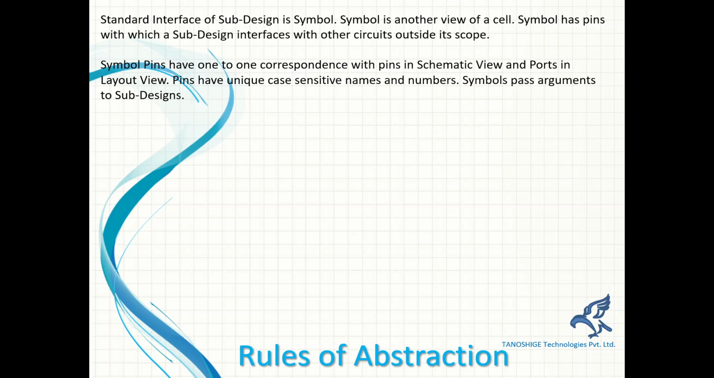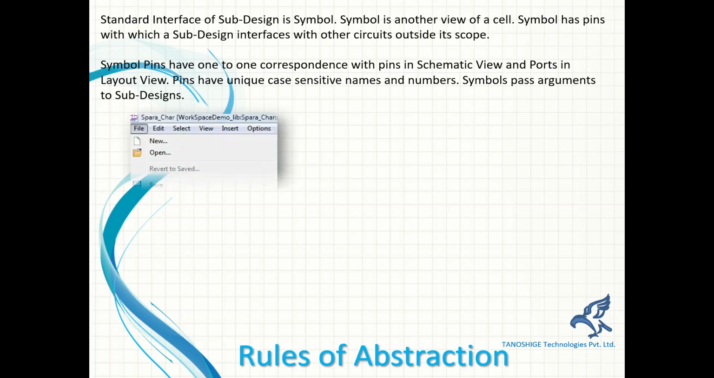Okay, and the symbol pins have to have one-to-one correspondence with the schematic pins, right? You cannot just have different numbering of pins and different names and then it'll work. So the symbol pins have to correspond to the pins in the schematic. The pins are case sensitive, their names and their numbers are basically unique. You cannot just change the numbers. Symbols can pass arguments, so these are called design variables. Later I will show you what design variables are.